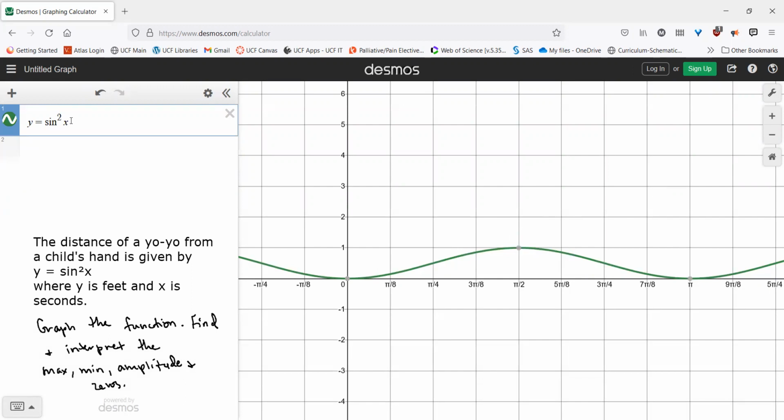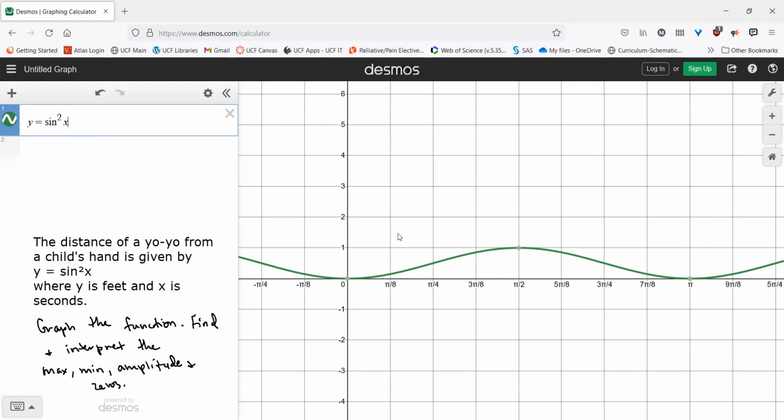So make sure that when you type it in, the syntax, the way that you type it in, looks like how it's supposed to look. And Desmos is pretty good. It's better than if you've used a TI, where typing it in can be quite a challenge, but Desmos is pretty user-friendly.